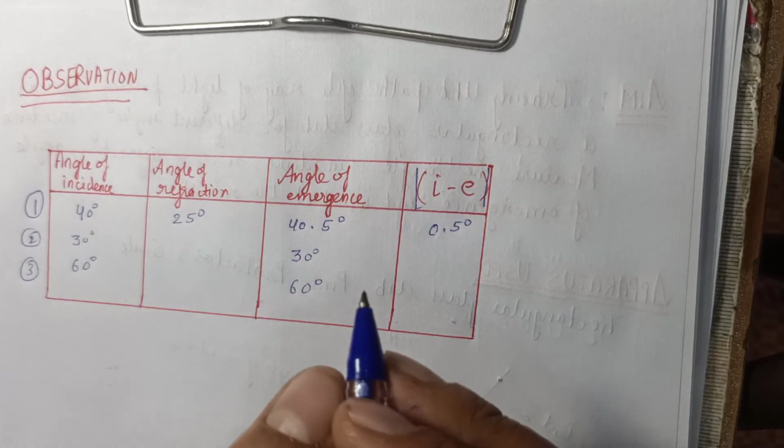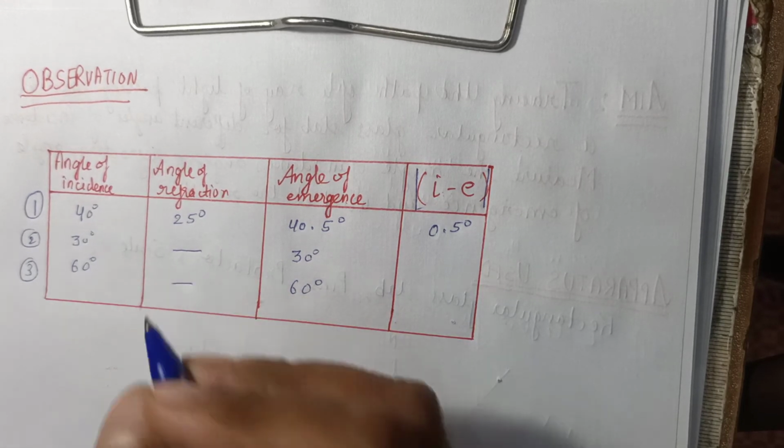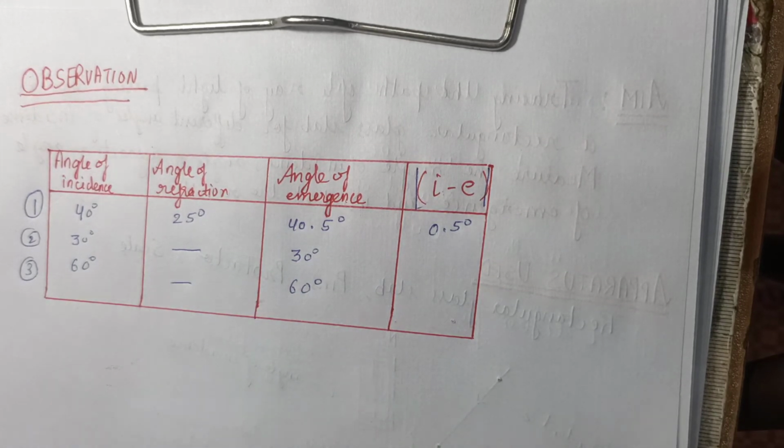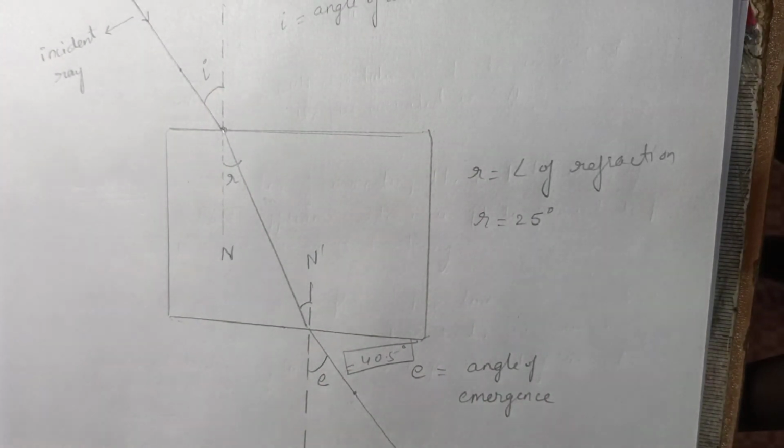Then tell me in the comment section what was the value of angle of refraction in these cases. So this is the whole practical of tracing the path of a ray of light through a rectangular glass slab.